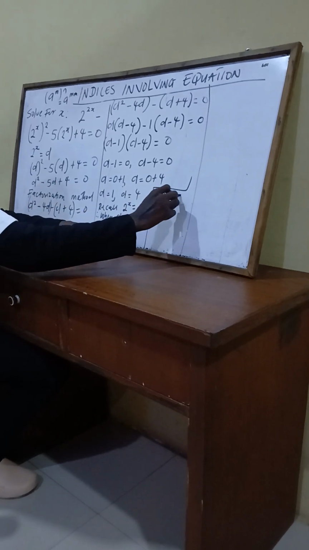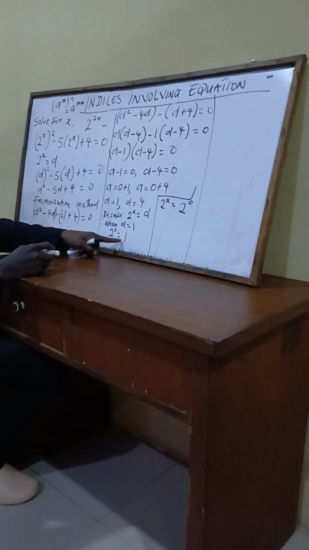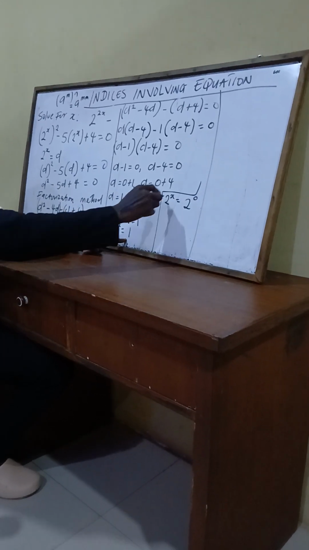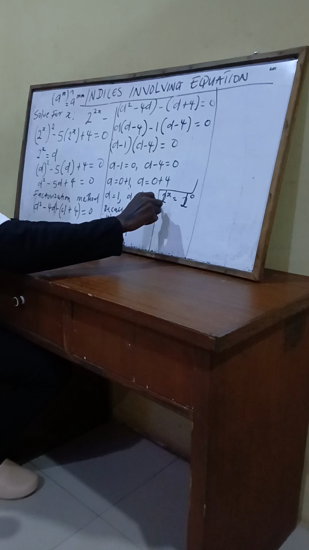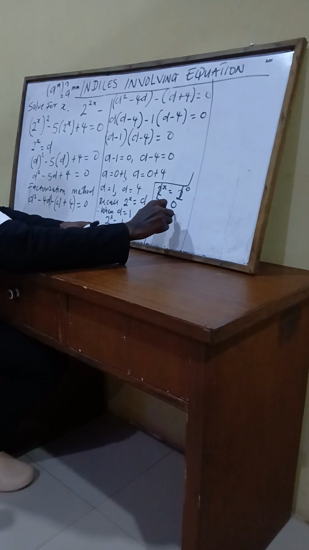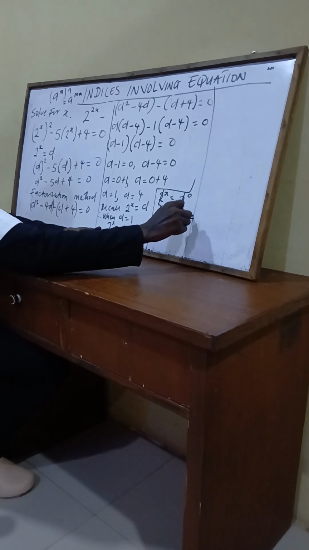Then we can simply say that at this point, 2 raised to x equal to. Then here now, let us complete so that you have the same base. 2 raised to power 0 is the same thing with 1. Base cancel base. Then you are left with what? Bring out the power, which is what? 0.